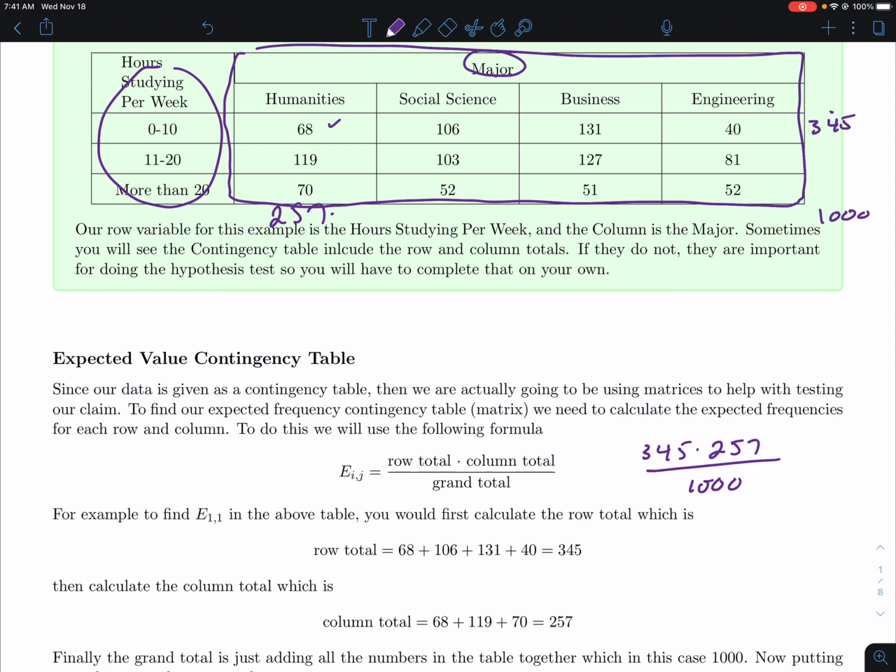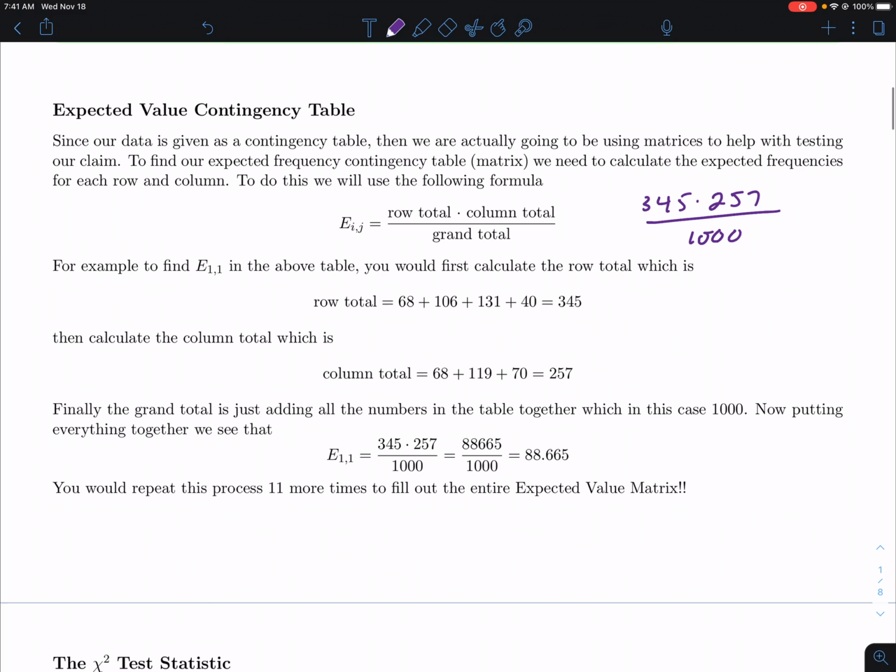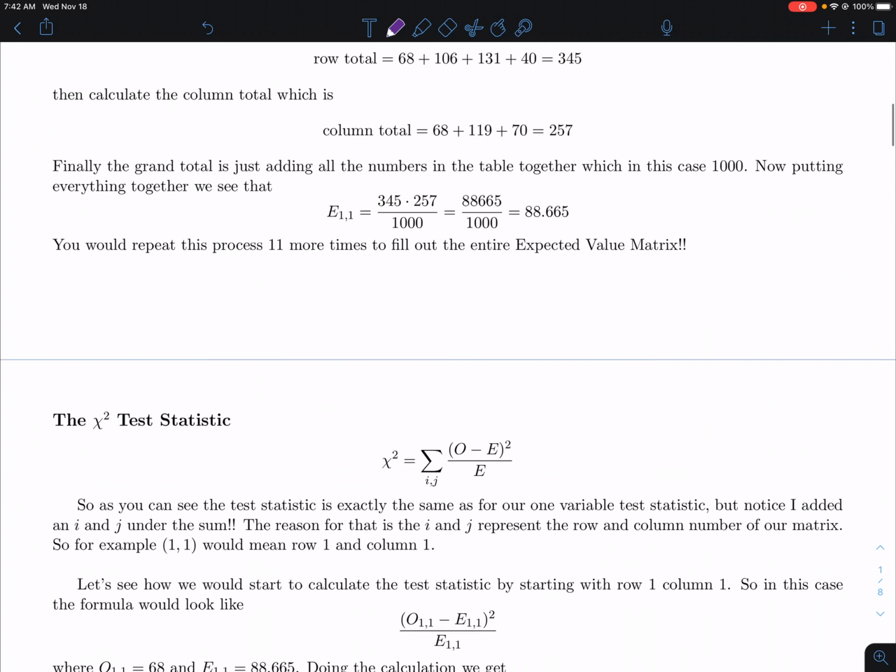That is one of the tricky things about this section, because there's a lot of work that goes into it. It's busy work. It's not terribly hard, but you do have to fill out the expected value matrix before you can pretty much do anything else.